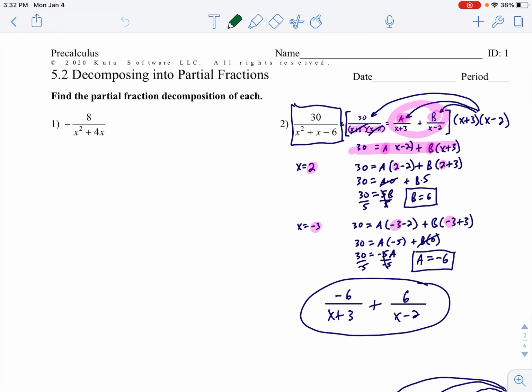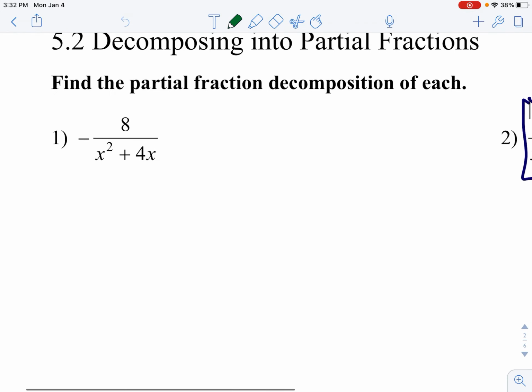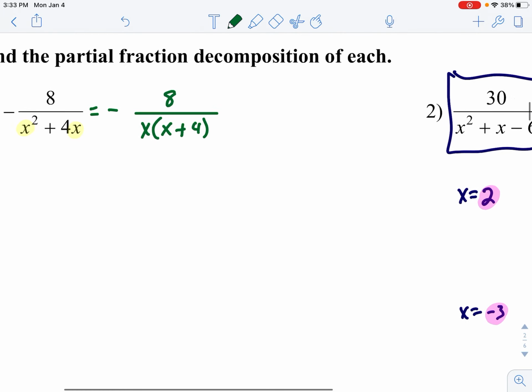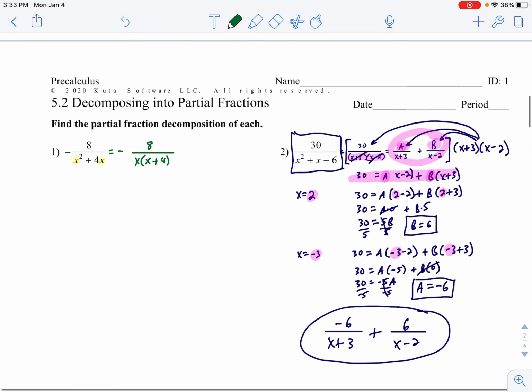Okay, number 1. So we start by factoring the denominator. This denominator, we can use common factoring. Both terms have an x as a common factor. You factor that out, you get x plus 4. So we want this to become something that looks like a over x.